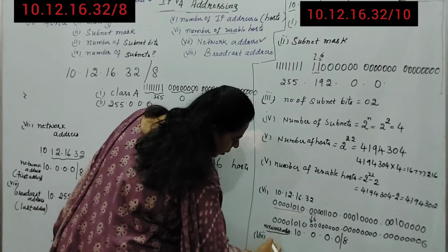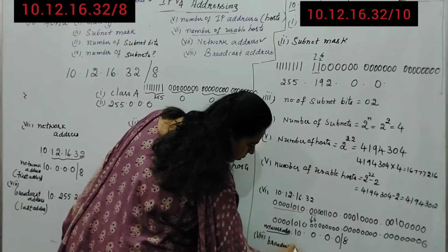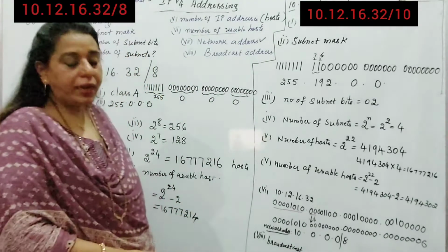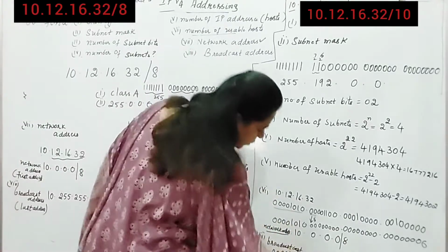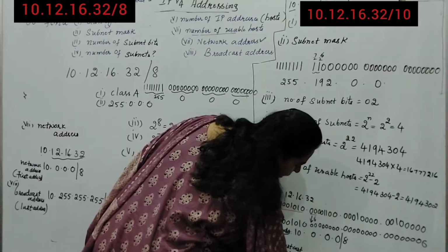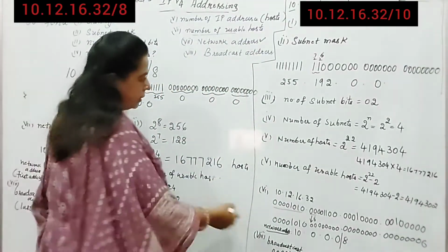Next you have to find out what? The broadcast address. And in the broadcast address, except the 10 bits, the remaining 22 bits you have to make it as ones. So you are getting 10.63.0.0/8. Okay. This is the broadcast address.